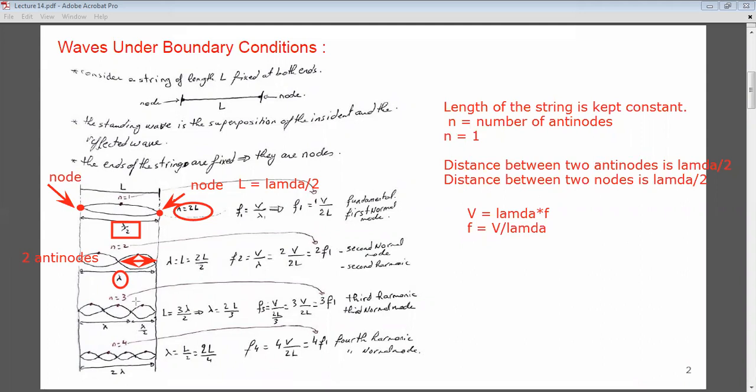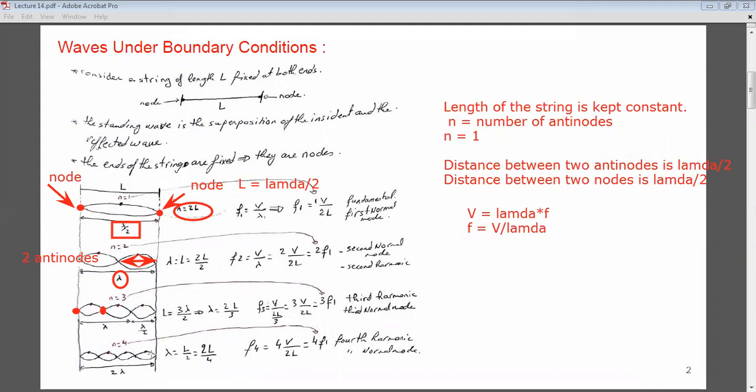Now, if n is equal to 3, if I have 3 antinodes, again the distance from here to here is lambda over 2. So I have lambda over 2 plus lambda over 2 plus lambda over 2, which implies L, the distance from here to here, is equal to 3 lambda over 2, or lambda equal to 2L over 3. So I get F3, which is V over lambda 3, to be 3F1.